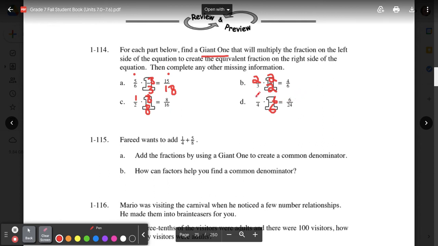And I can say what number times 6 equals 6? I know that is 1. So therefore, I know that 1/4 is also equal to 6/24. I hope this video helps.